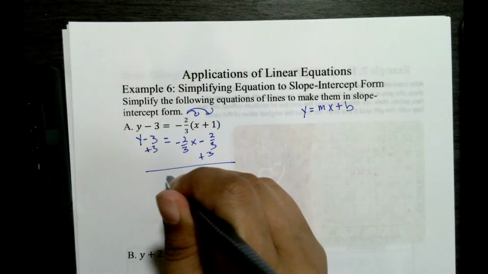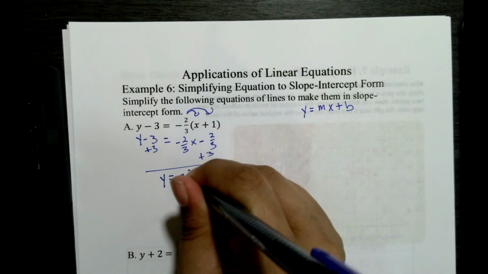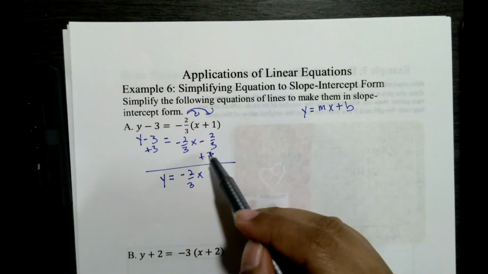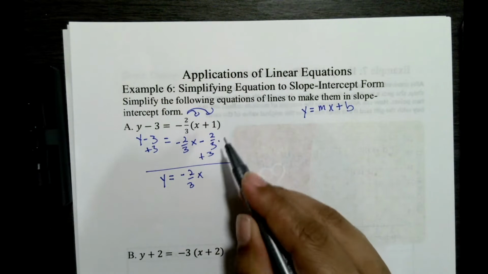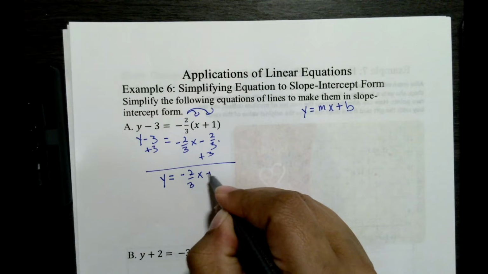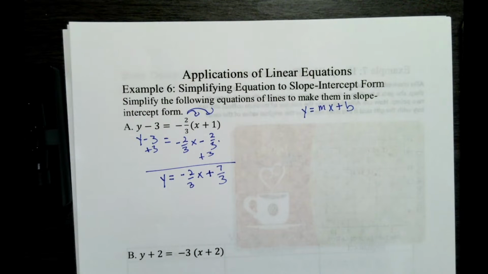and we're going to get y is equal to negative 2 over 3x, because this 3 can't be added to that because it's not like terms, but it can add to this because those two are both constants and like terms, so plus 7 over 3. So that's our final answer for that one.